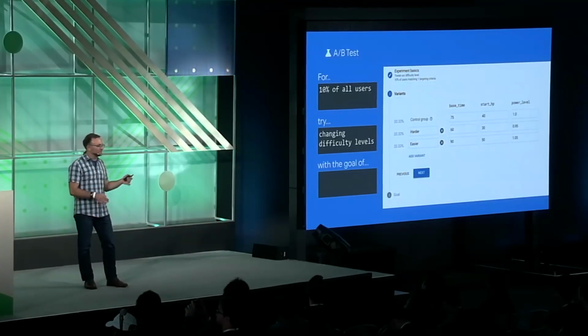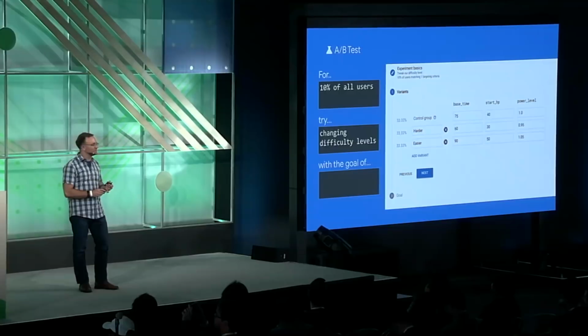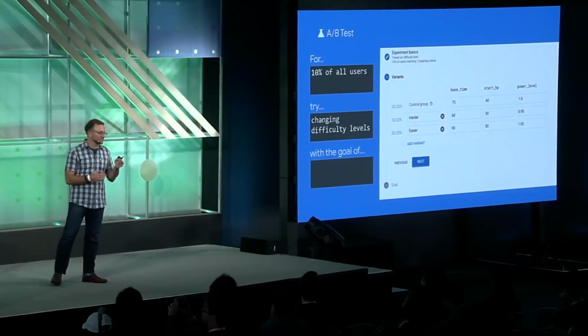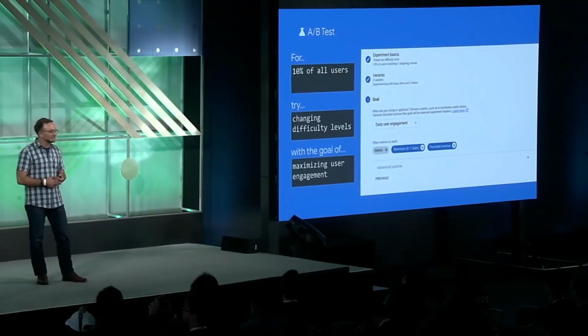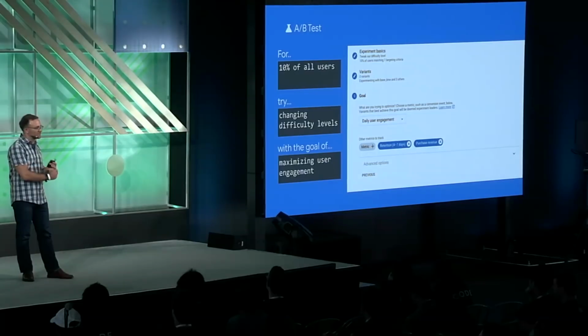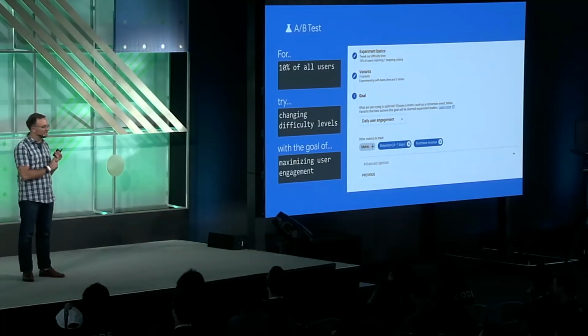So we can say, hey, you know what? Let's take 10% of our global audience and try tweaking the difficulty levels. Try changing a few of the variables in our base game setup that makes it either harder or easier for some of our players. And then see which one increases our goal of daily user engagement, right? Do our players appreciate the challenge of a more complicated game? Does that make them feel challenged?